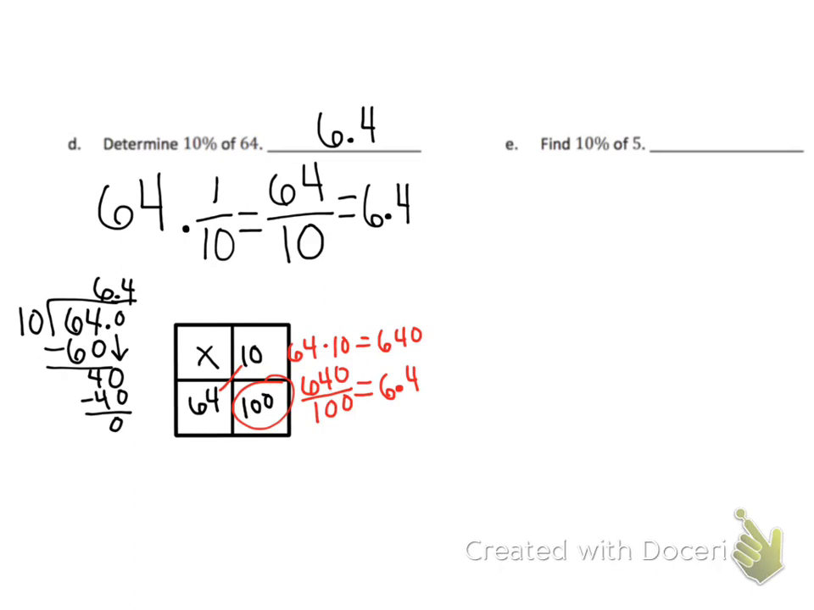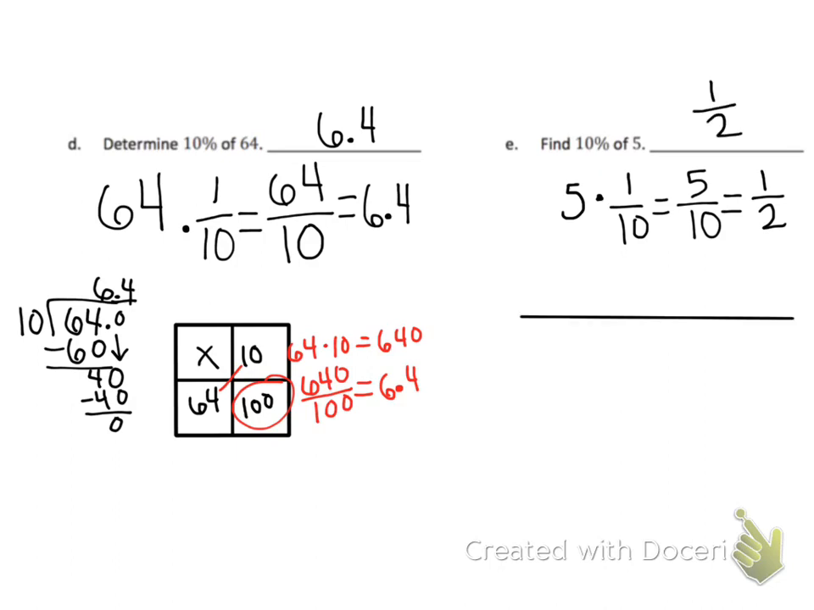Now on letter E, find 10% of 5. So one way to do it, again, the simple computation, 5 times 1/10, and that gives you 5 over 10 when you multiply. And if you reduce 5 over 10, you get 1/2. So 10% of 5 is 1/2.